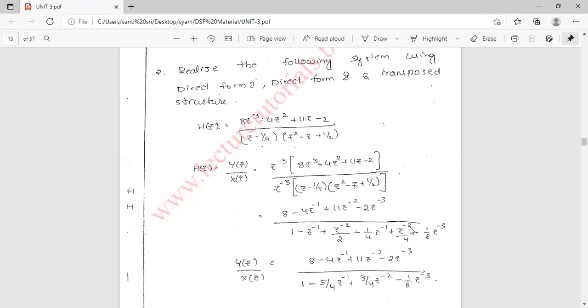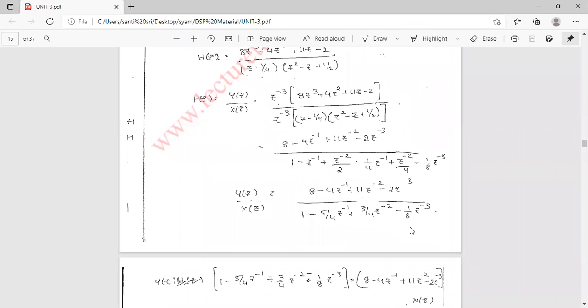Z square plus 11z minus 2 by z minus 1 by 4 into z square minus z plus 1 by 4, right? So that can be written as 4 minus 3 as common into z power minus 3. So first of all, we have to divide and multiply it by z power minus 3, okay? So that it will become this function 8 minus 4 z power minus 1 plus 11 z power minus 2 into z power minus 3.